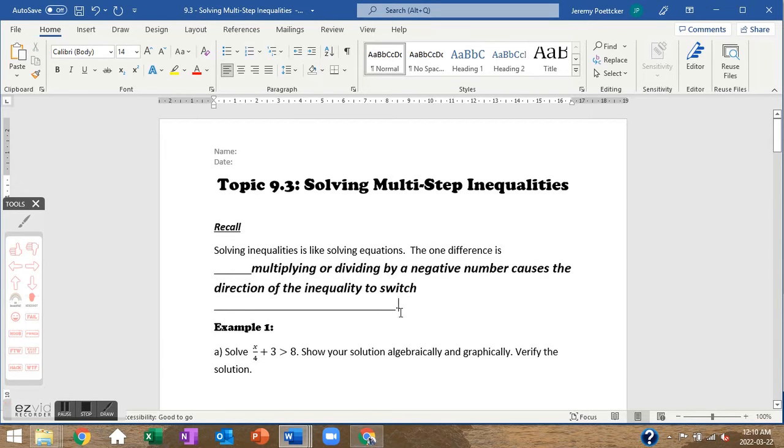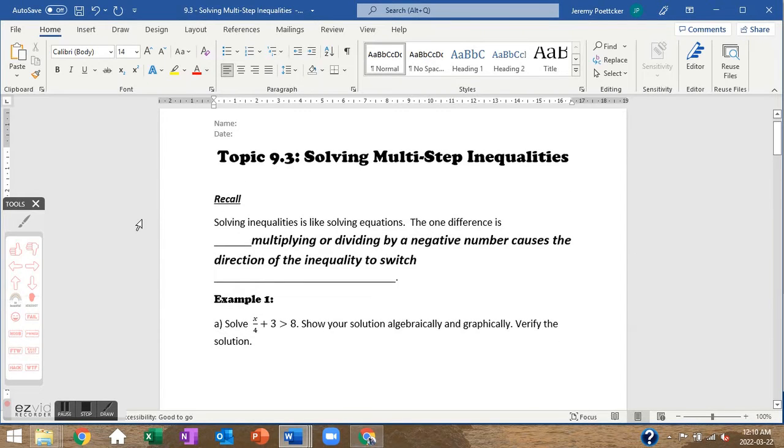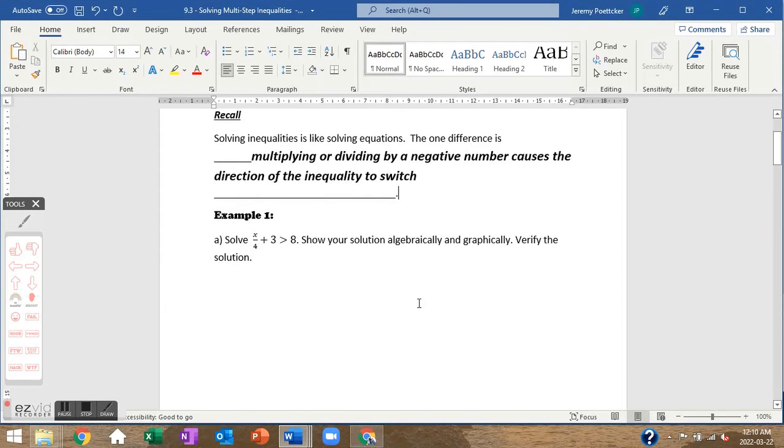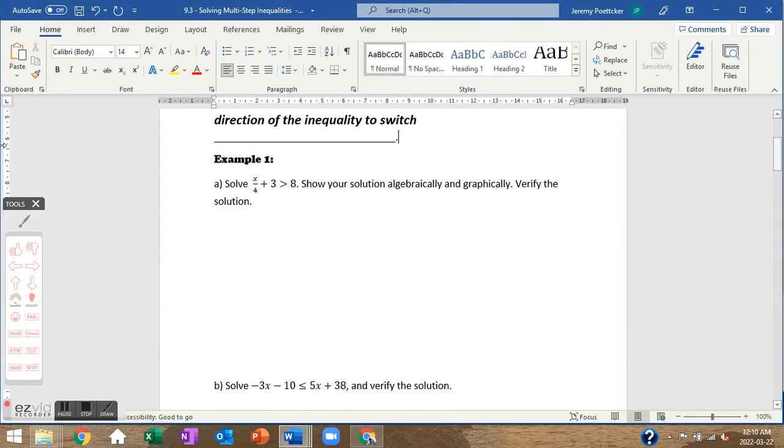The other difference we'll get to when we verify or check our solutions. But let's take a look at the first one here. Let's scroll down so we can actually have some space to solve the first one. All right, so x over 4 plus 3 is greater than 8.